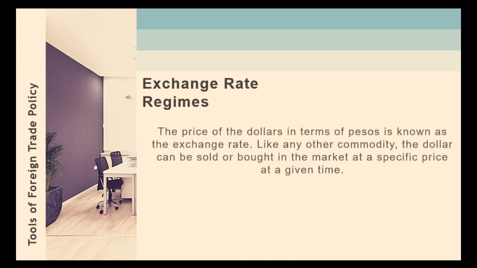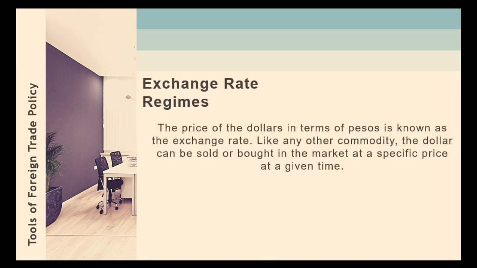Second, we have exchange rate regimes. So the price of the dollar in terms of pesos is known as the exchange rate. So like any other commodity, the dollar can be sold or bought in the market at a specific price at a given time. Meaning, an exchange rate regime is how a country deals with its money in the foreign exchange market. So this is because a country's monetary policy is very closely linked to its exchange rate regime. There are also three types of exchange rate.